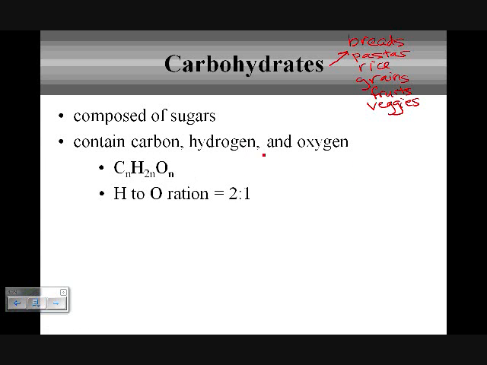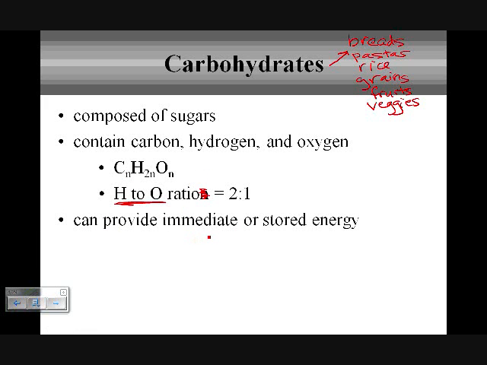Carbohydrates contain carbon, hydrogen, and oxygen, and typically it's in a 1 to 2 to 1 ratio. More specifically, really focus on that hydrogen to oxygen ratio of 2 to 1. All right, and really recognize that that 2 to 1 occurs, and don't pay quite so much attention to whether carbon matches with oxygen.